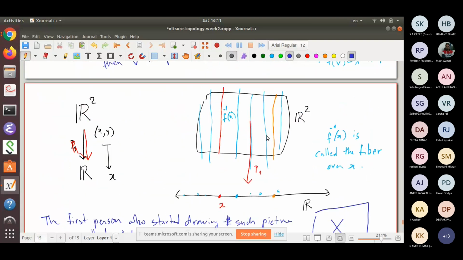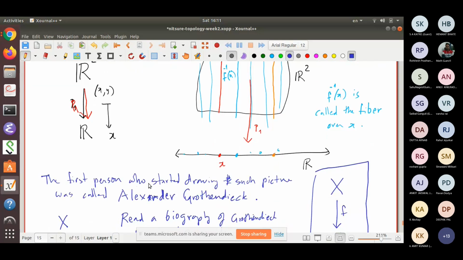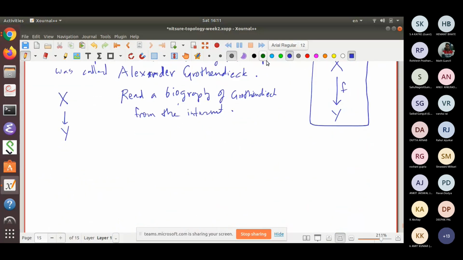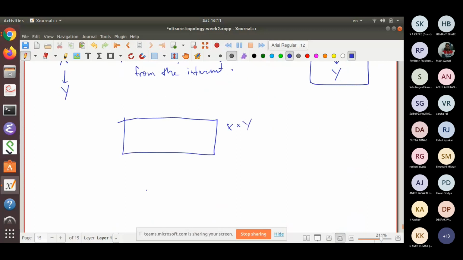Okay, so going back. These are called fibers. I have this map from R2 to R whose fibers are copies of Y. So if I take X cross Y and take the first projection to X, the fibers F inverse of any x are homeomorphic to Y. Is that clear to you?